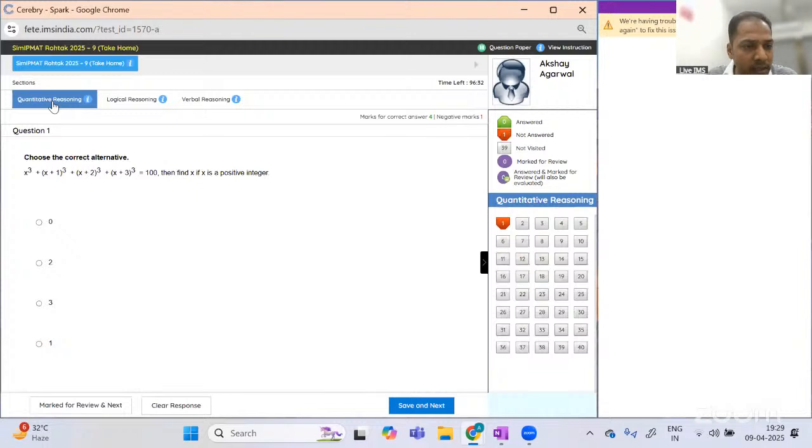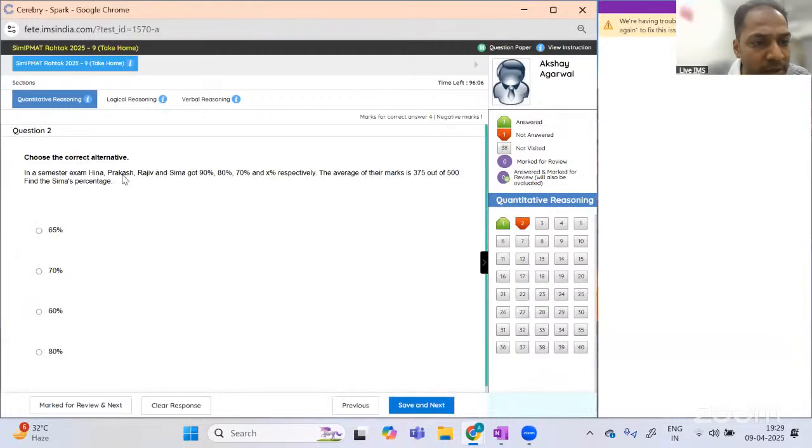x cube plus (x plus 1) cube, the x is a positive integer. Find the value of x. Okay, 3 cubes adding to 100. 64 plus 27 plus 8 plus 1. 64 plus 27 is 91. 91 plus 8 plus 1. 1 cube plus 2 cube plus 3 cube plus 4 cube. 1 cube plus 2 cube is 9. 36 plus 64. Yeah, x has to be equal to 1.